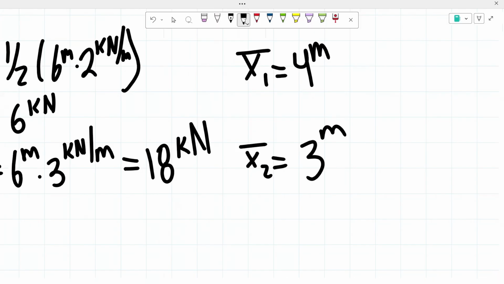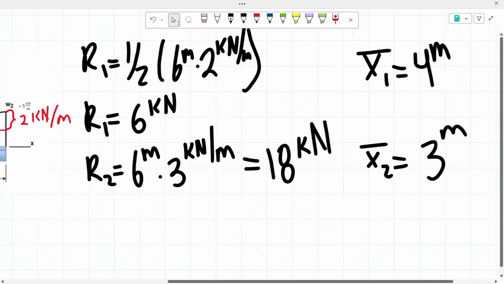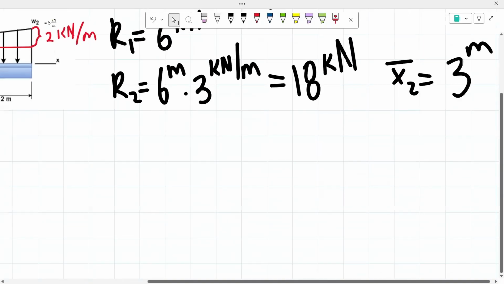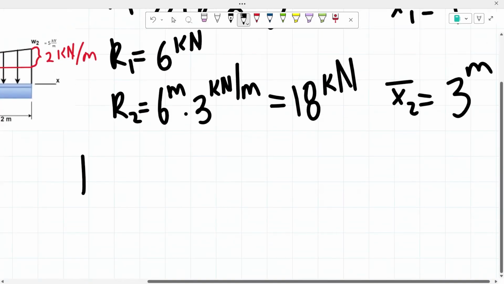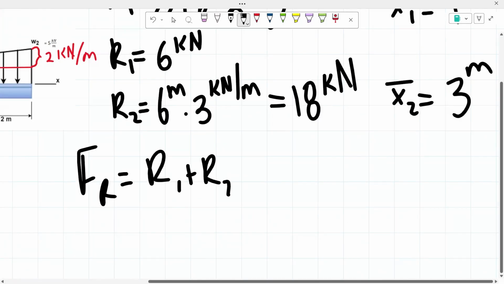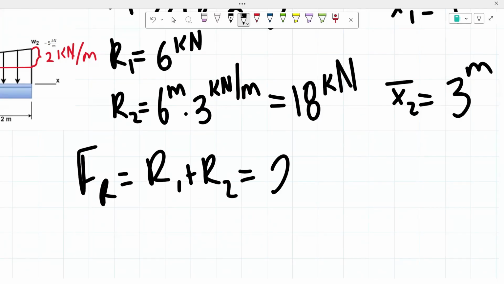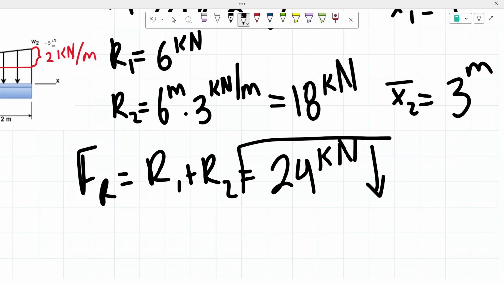Now that we know all of that, what we're going to do to find our resultant force is basically just add all of our forces. So our resultant force is equal to R1 plus R2, meaning that our resultant force is equal to 24 kilonewtons, obviously acting downwards on that beam.